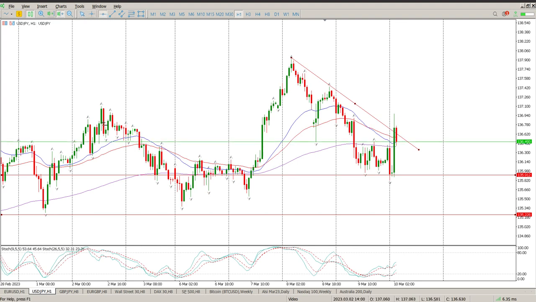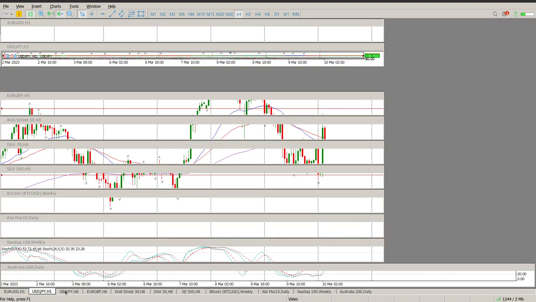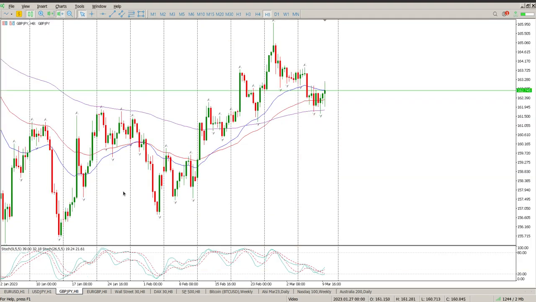You do have a bit of structure here. So you'll probably find that after this little move here, we're just going to go sideways. I'd ignore this trend line. What you're looking for is these extremes. So for a short to be in play, 135.912 needs to be broken and retested. For a long, you need to get it back above 137.060. So non-farm payrolls, so I will be sitting on the side until something transpires there.